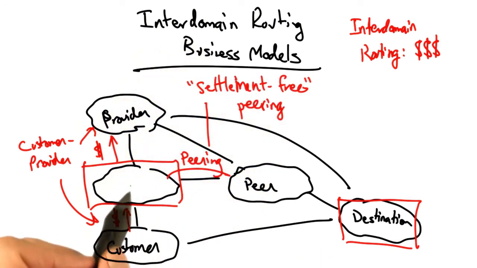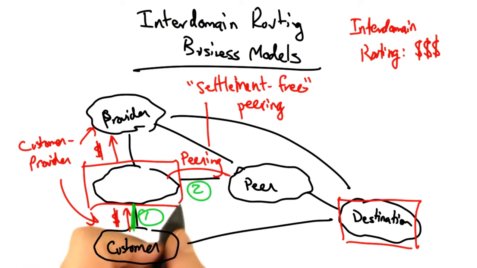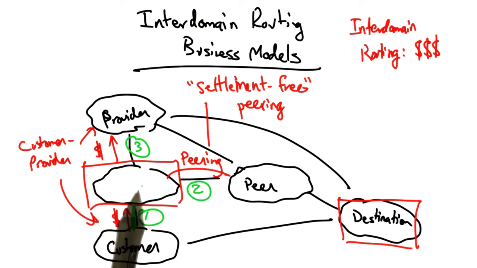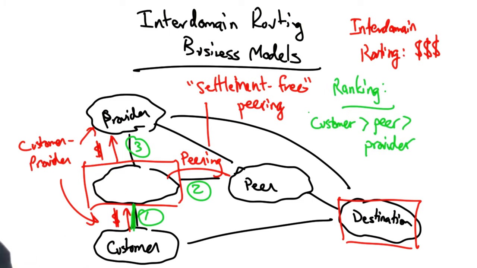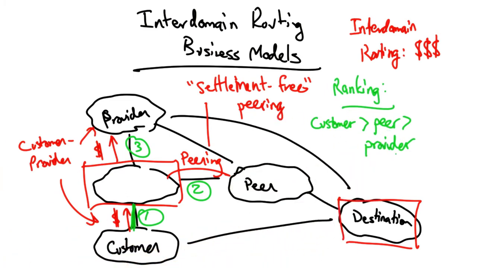So already you can see, given three possible ways to reach the destination, this AS is first going to prefer a route through its customer, because regardless of the direction of traffic on this link, money is always flowing from the customer. The peering link is second most preferable because it's free, and the least preferable route is through the provider, because the AS has to pay money every time it sends traffic on this link. This leads to the basic rules of preference in interdomain routing, where customer routes are preferred over peer routes, which are in turn preferred over provider routes.